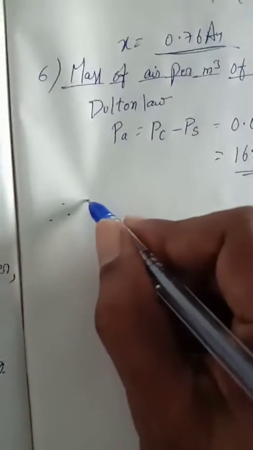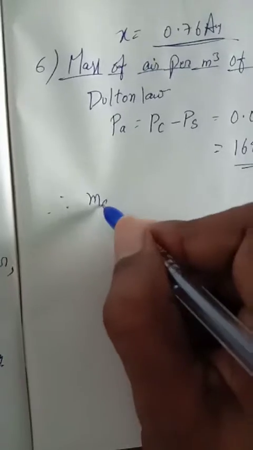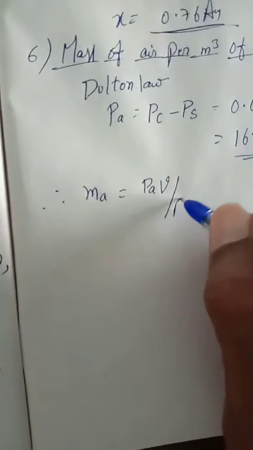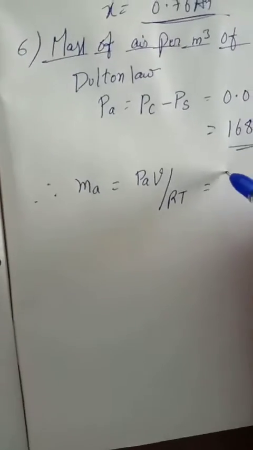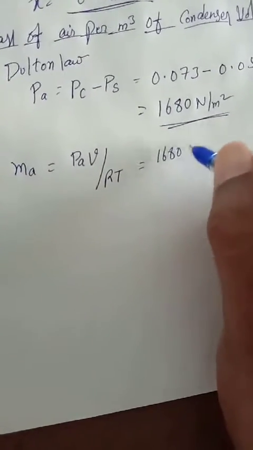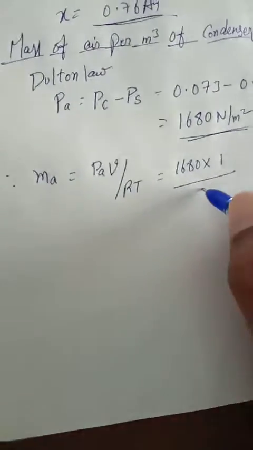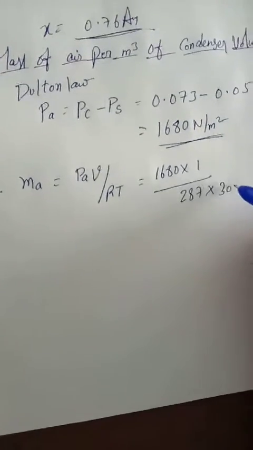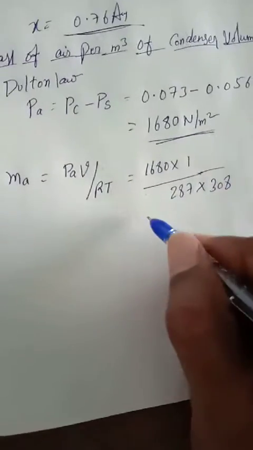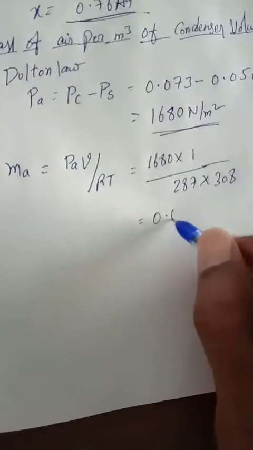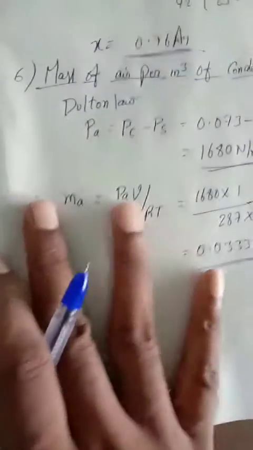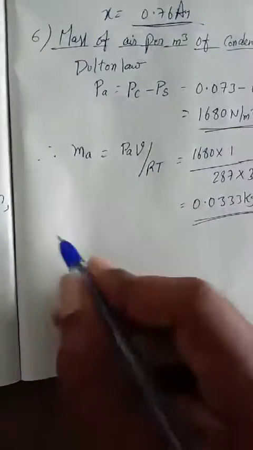Therefore, mass of air MA is equal to PA V divided by RT. Then 1680, volume you can take as 1, 287 is the standard value, and 308 is given. So we can solve this and get the answer in kg. That is the mass of air.